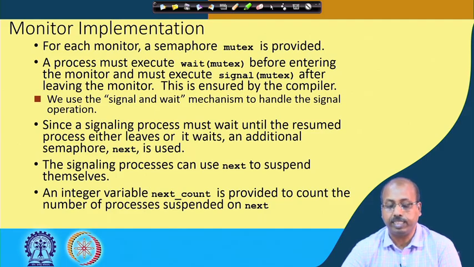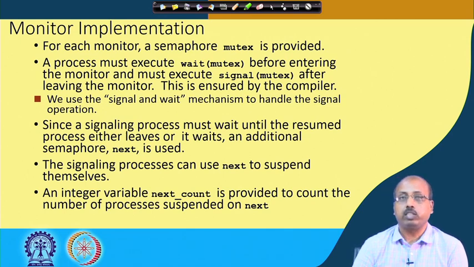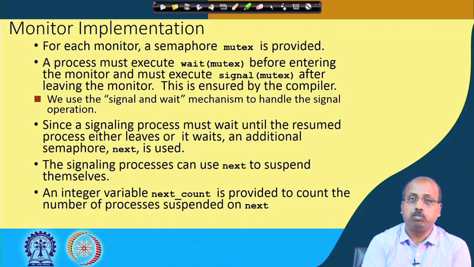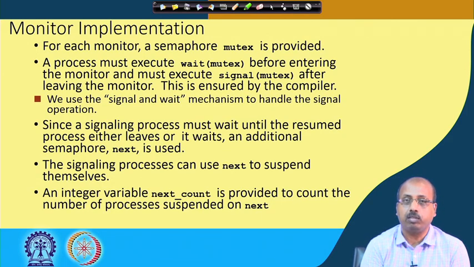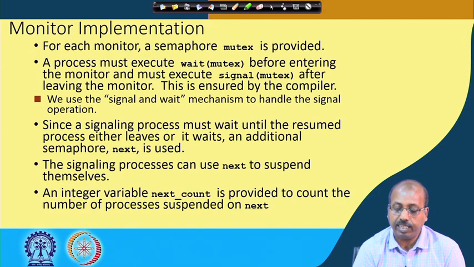So, the compiler, while generating the code for a process giving a call to a monitor, will ensure that whenever a process is trying to access a monitor routine, before that routine the compiler puts a wait mutex, and after the call it puts a signal mutex. And we use the signal and wait mechanism to handle the signal operation.